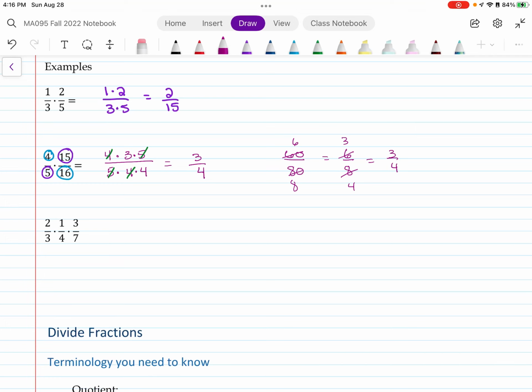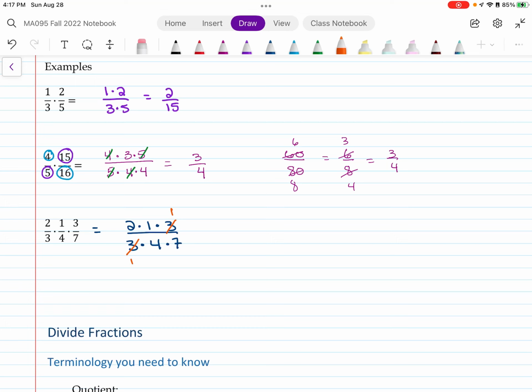All right, the next one. We've got 2 times 1 times 3 on top and 3 times 4 times 7 on the bottom. And I wanted to show you another way. It's a little bit more of a shortcut, but these 3's obviously are going to divide out to make 1. So, of course, they both just become 1. Divide them both by 3 and you get 1, right?